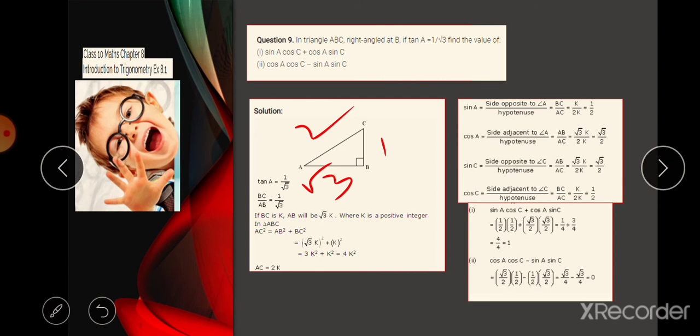And find all the sin A, cos B. Multiply sin A into cos C and cos A into sin C. You'll get the answer is 1. You have to simplify. Then you'll get this answer as 0. Okay.